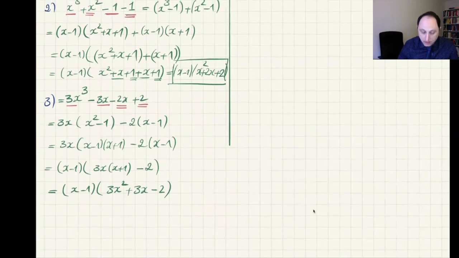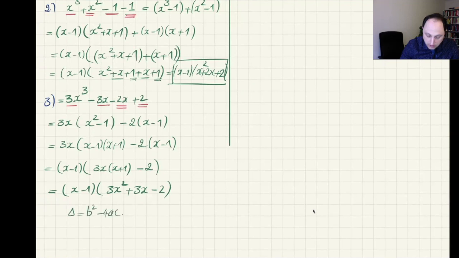Okay, and then you cannot continue factorizing this anymore. For example, how should we know that the second degree polynomial here cannot be factorized more? The reason is that you can immediately calculate the delta for that. So this becomes 9 minus 4 times 3 times minus 2, which is 33, yes? Yeah, that's correct.